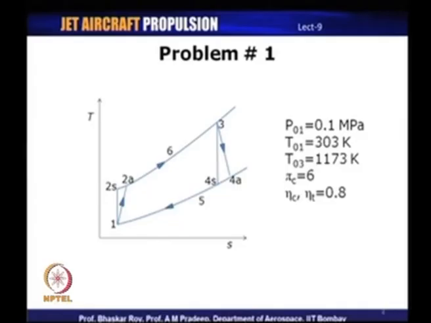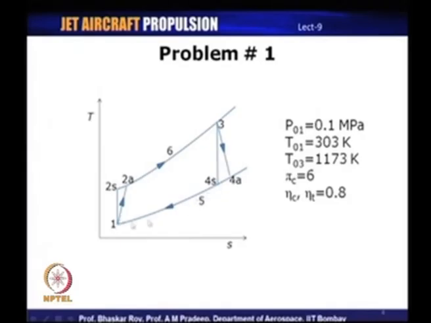But since the compressor and turbine efficiencies are given, it means that those processes are not really isentropic. So, this is the Brayton cycle beginning with the air at station 1. There is compression, which is non-isentropic, which takes the air to state 2A, and then there is a constant pressure heat addition between 2A and 3, and at 3 we have an expansion process, which is again non-isentropic, and this process goes all the way up to 4A.